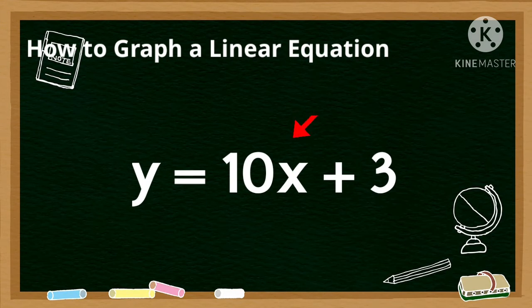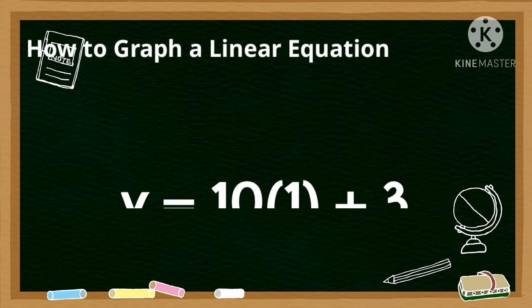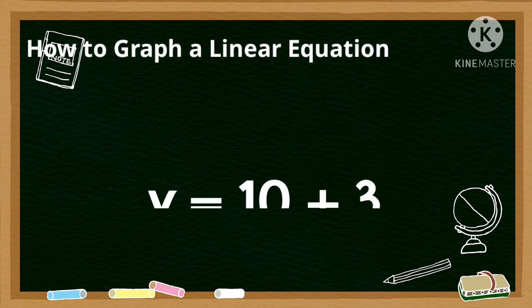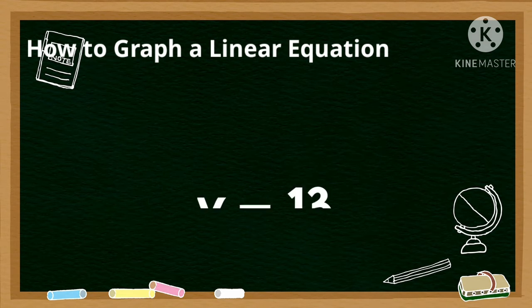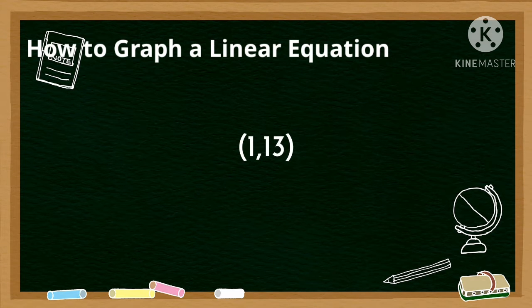First, we need to replace x with a number. Once we do that, we solve the equation with the x value to get the value of y. Now we have a coordinate. We do these steps until we get at least 2 coordinates.